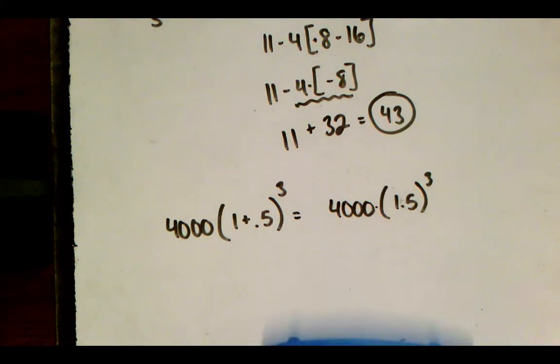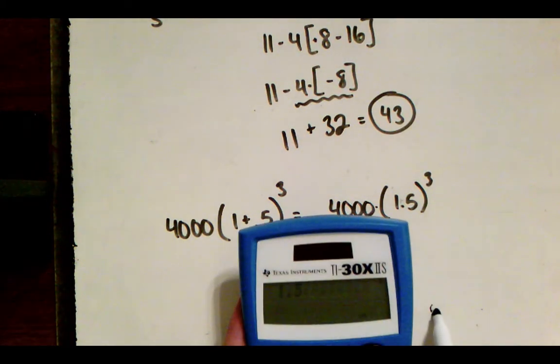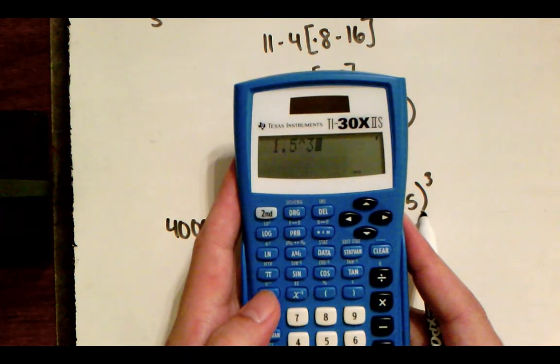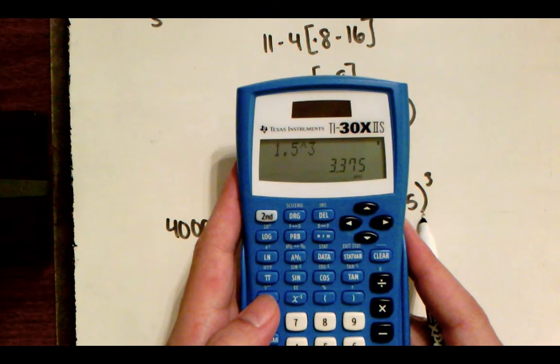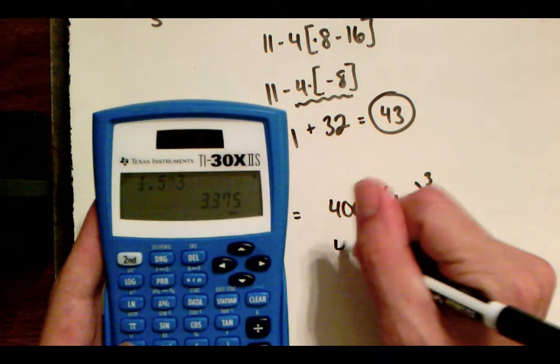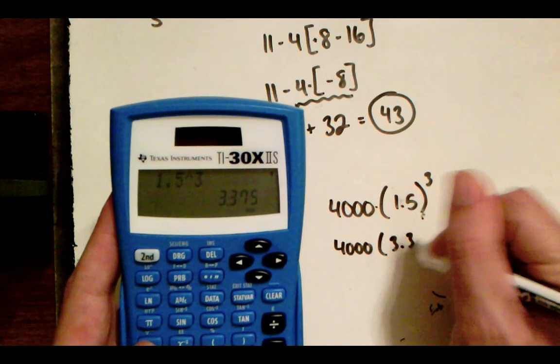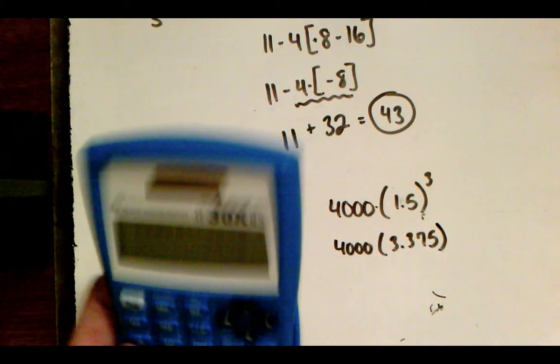I'll bring my good trusty calculator in for that. 1.5 caret 3. And we get 3.375. So I have 4,000 times 3.375. And I want to multiply these together.